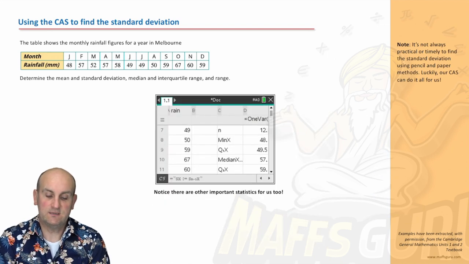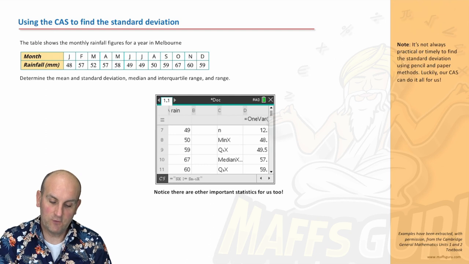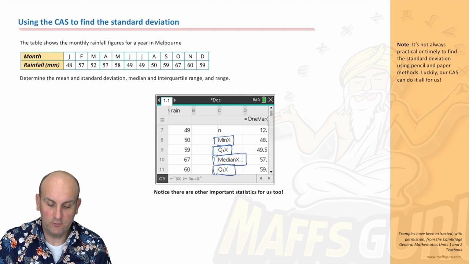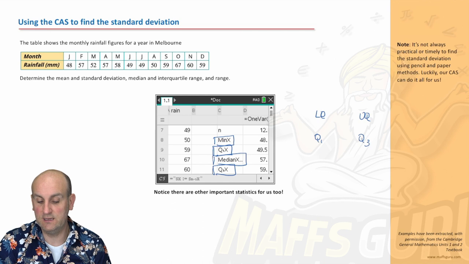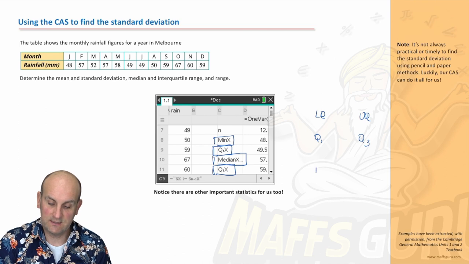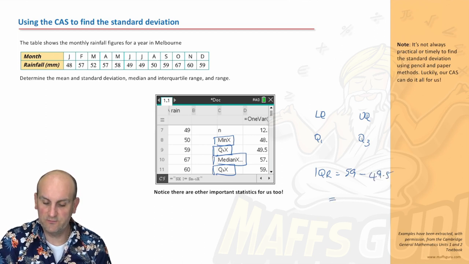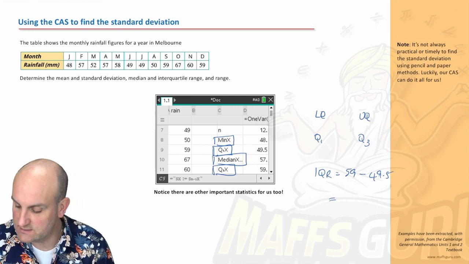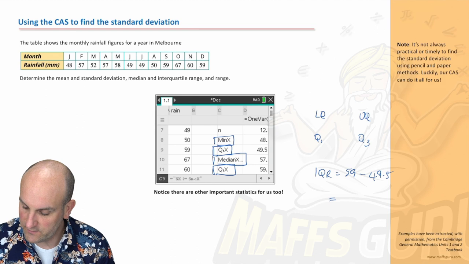If we scroll down, as I'm saying here, so as I've scrolled down, what do I notice? I've got min X, I've got Q1X, I've got the median, I've got Q3X. Now, to just explain that, the lower quartile is actually called Q1, the upper quartile is called Q3, and obviously we've got the median. So if we're trying to find the interquartile range, I'd be able to do that, because I'd now say the interquartile range is my Q3, which is 59, minus my Q1, which is 49.5, which gives me something like, let's do that because I don't want to make a silly mistake. He says, turning on his calculator, 59 minus 49.5 gives me 9.5.